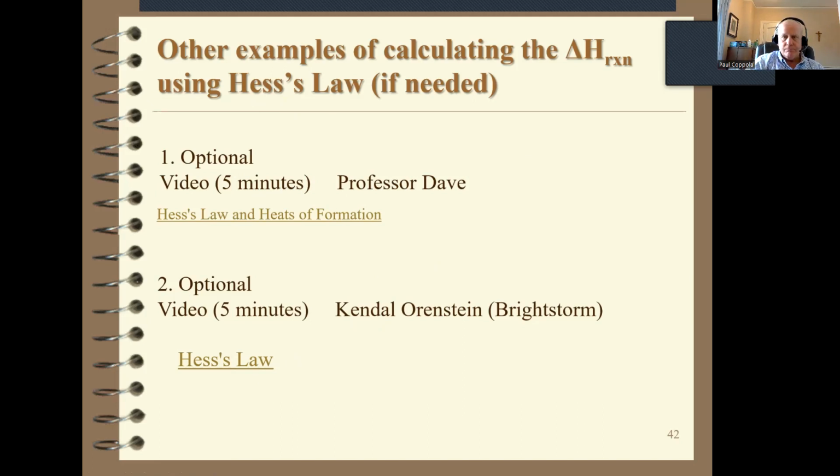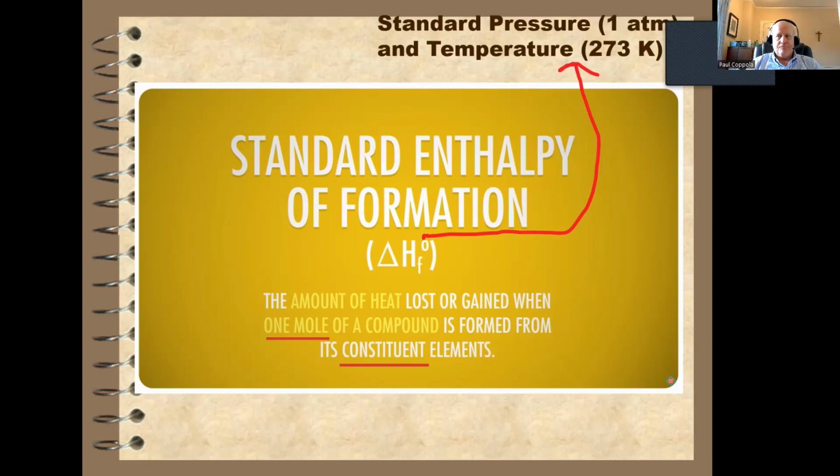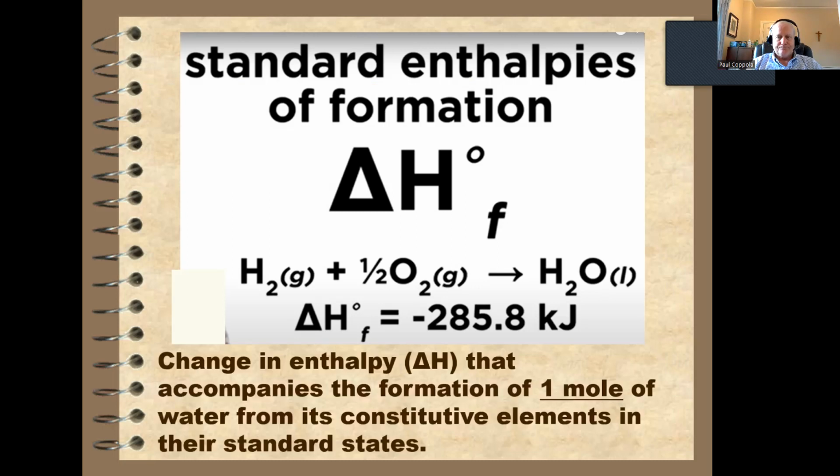Okay, slide 42. Now slide 45. Then we get to this concept of enthalpy of formation. It's defined as the amount of heat lost or gained when 1 mole of a compound is formed from its constituent elements. And remember that little 0 up there means standard temperature and pressure, 1 atmosphere, 273 Kelvin. And then I gave you the example of water.